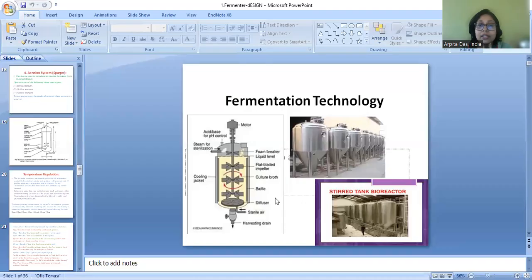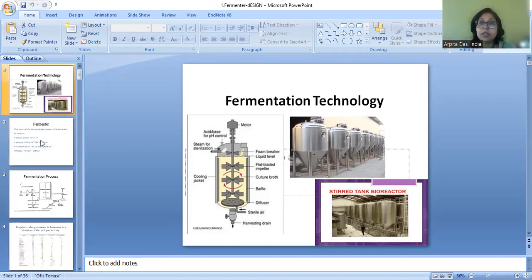Now please allow me to share my screen so that you can see here. This is a diagrammatic representation. My cursor is on the diagrammatic representation of a bioreactor. These are a few photos of bioreactors which I have added. This last one, a stirred tank bioreactor. Why I have given this photo is so that you can understand how big the bioreactors are.